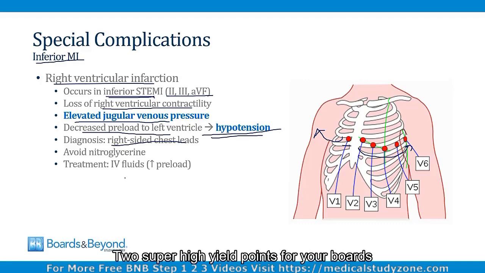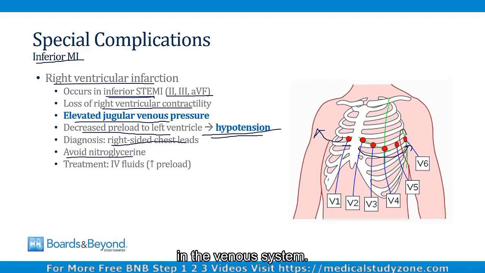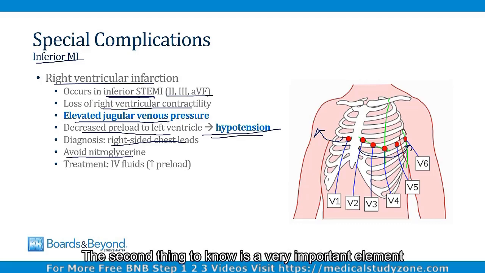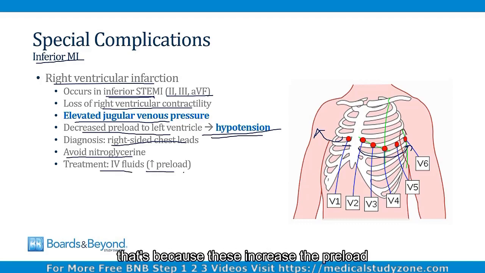Two super high yield points for your boards about right ventricular infarctions. The first one is you want to avoid nitroglycerin in these patients. Remember, they've lost their preload because of right ventricular infarction, and nitroglycerin further lowers preload by dilating the veins and pooling blood in the venous system. So these patients will get hypotensive if you administer nitroglycerin. The second thing to know is a very important element of treating right ventricular infarction is to administer IV fluids. That's because these increase the preload to the left ventricle, and that helps to overcome the loss of right ventricular contractility.